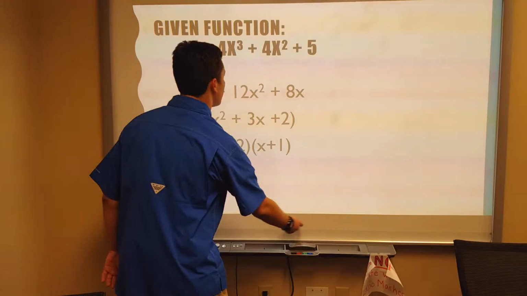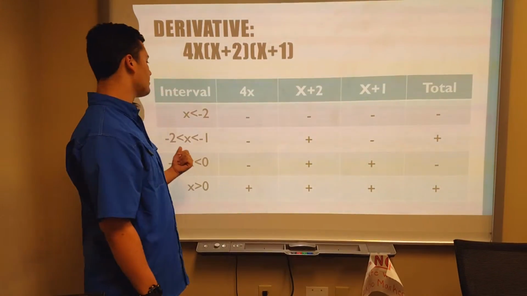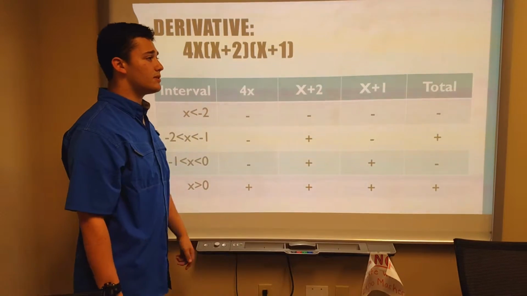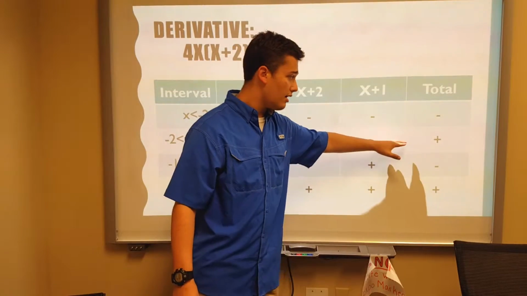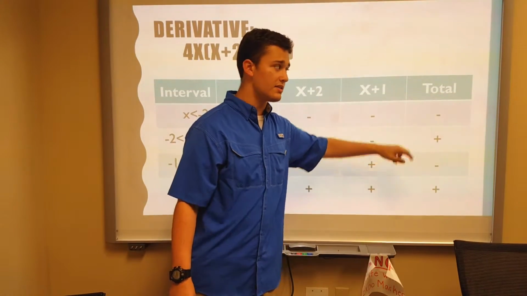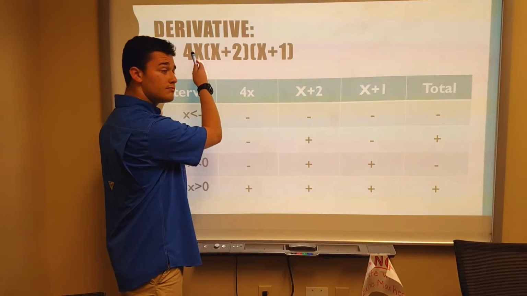The next step being our derivative table. A negative sign means the graph is descending. A positive sign means the graph is ascending. In order to determine those signs, we use the parts of the simplified derivative.